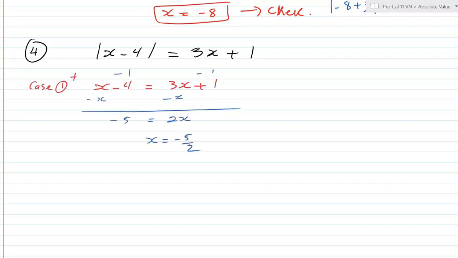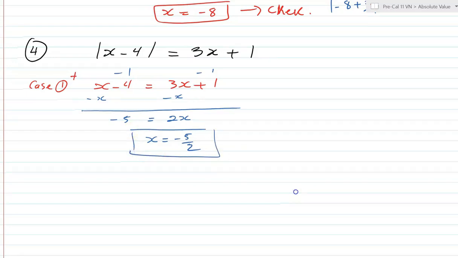All right, so case 1, we take the positive. Whatever is inside the absolute value comes out on its own, nothing else changes, x minus 4, and set it equal to 3x plus 1. And then from this point on, you just have to solve this linear equation. So basically isolate x's to put it on one side and then solve for x, and I end up getting minus 5 over 2. So that's the first answer we got.